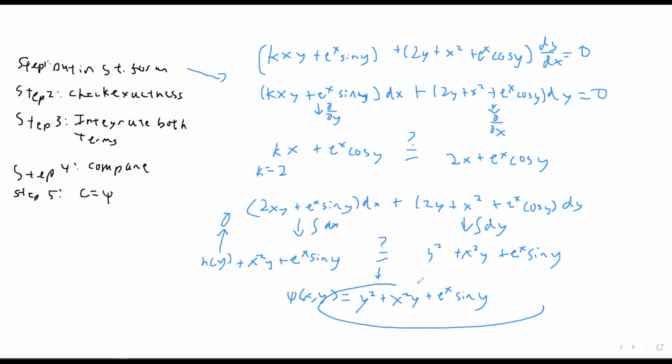And if we take the derivative of this with respect to y, we get 2y plus x squared plus e to the x cosine y, which is right here. So we were looking for phi. Phi is the function that we got when we integrated this with respect to x and this with respect to y. And finally, our solution is phi equals c. And you can just plug it all in if you want. But that is the answer to an exact differential equation.